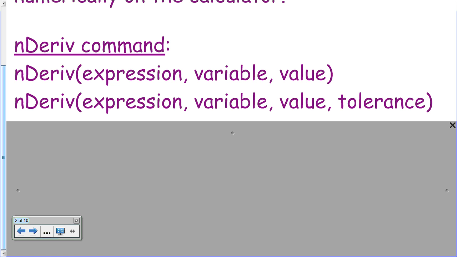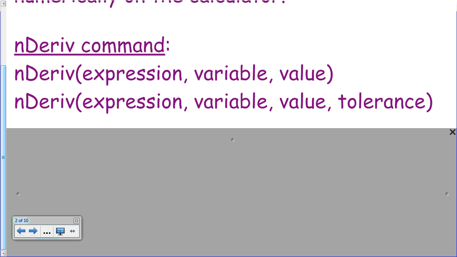Again, this nderiv command is an approximation technique. It does a very good job of approximating it. In fact, for most functions, we'll find we get the exact value. In other functions, it might be just off a little bit. But for the functions we're going to deal with, it's going to give us enough accuracy. Within 3 decimal places, we'll easily be accurate.